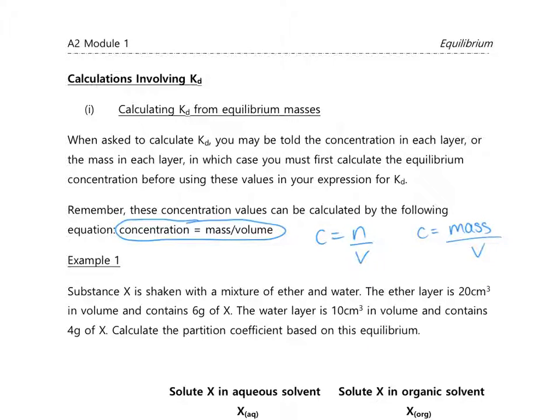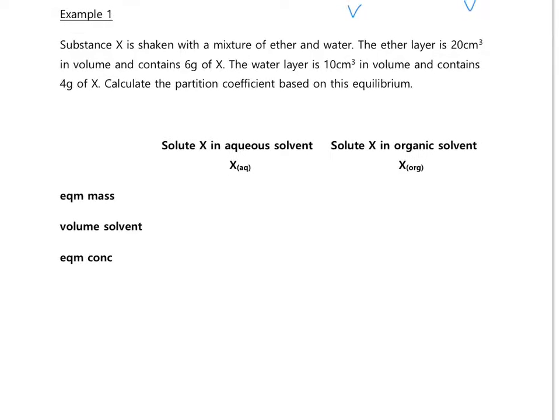So let's look at an example of this. What we see is that substance X, that's our solute, is shaken with a mixture of ether and water. Ether is an organic solvent, and obviously water is your aqueous solvent. We can see that the ether and the water layers have different volumes. The ether layer is 20 centimetres cubed and the water is 10 centimetres cubed, and that's why we need to work out our concentration first.